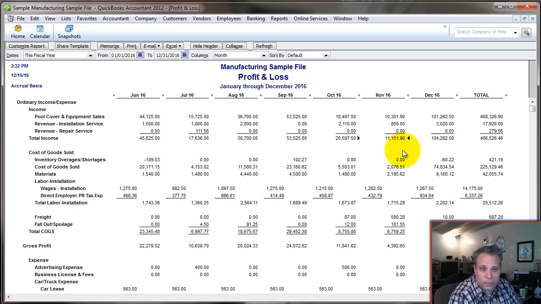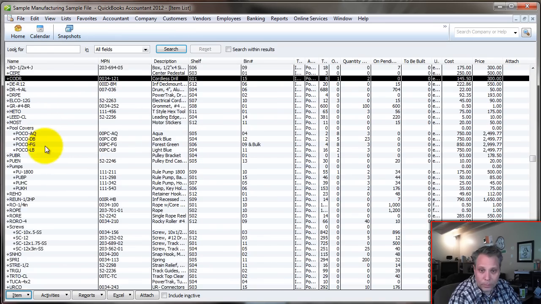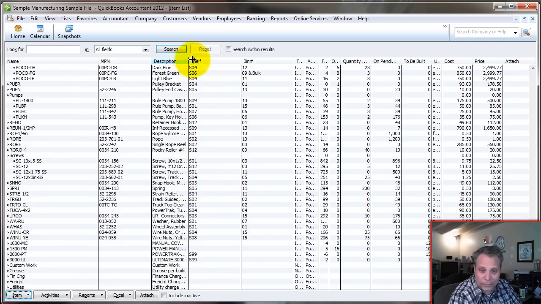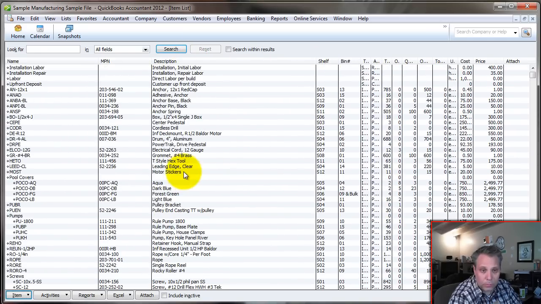Right now, this is a manufacturing company that does what? What do they do? Let's look at the items and see if we can tell what they do. I think it's pool installation and parts, something like that. Maybe.